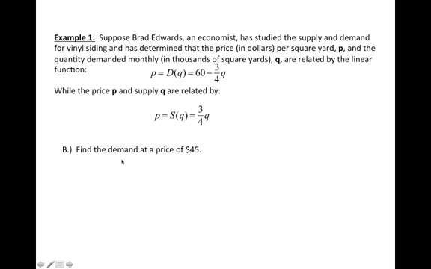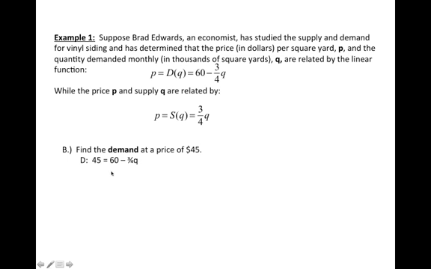Now we're going to find the demand at the price of $45. That means the quantity demanded, and we're given the price, so we're looking for Q. Again, we're working with demand, so I'm going to use my demand function. I know P is 45, so 45 equals 60 minus 3/4 Q.